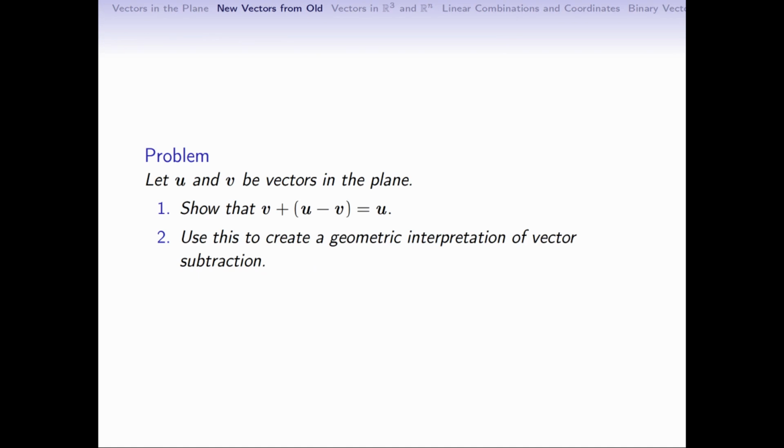Now, let's work a problem together where we explore this concept a little bit. So I want to let U and V be vectors in the plane, and I want to show that V plus parentheses U minus V, so the vector U minus V, those vectors add up to the vector U. So V plus quantity U minus V always equals the vector U. And then I want to use this to create a geometric interpretation of vector subtraction. So join me over at the document camera. We'll work on this one together over there.